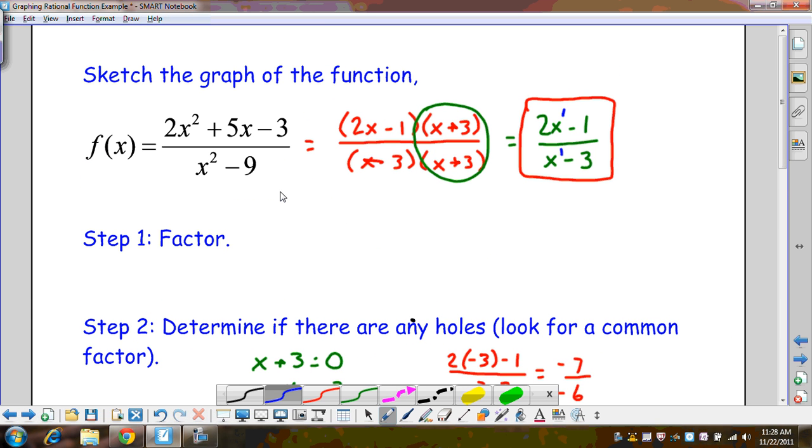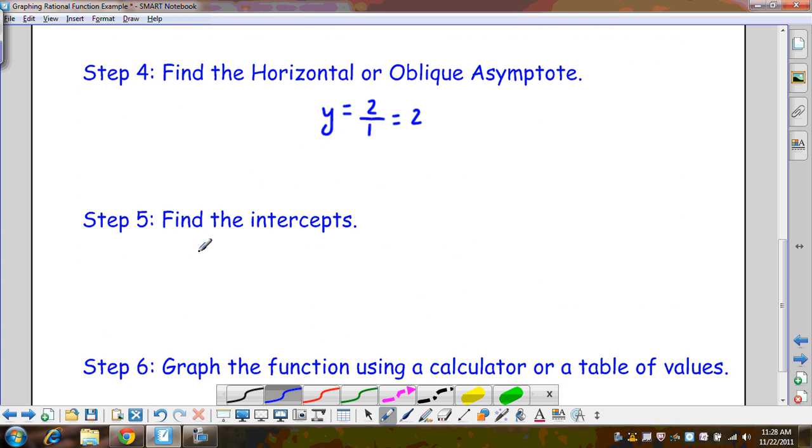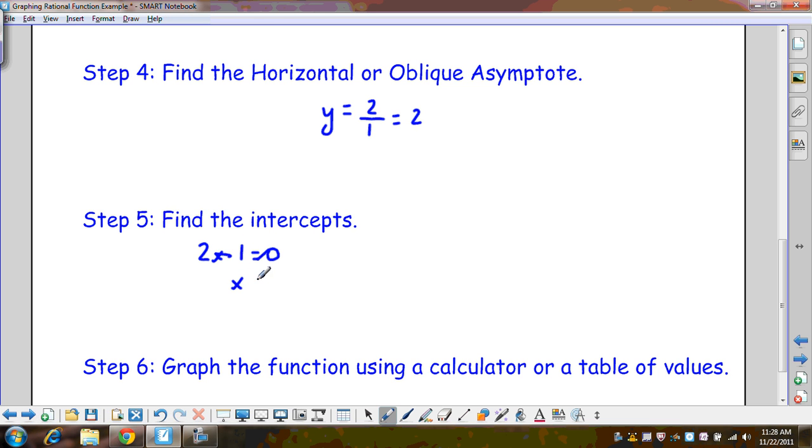Now, slant versus oblique. Look at my degrees. I have a degree of 1 on the top. I have a degree of 1 on the bottom. Therefore, my horizontal asymptote is the ratio of the leading coefficients, which is 2 over 1, or just 2. So now I can draw a dotted line at y equals 2.